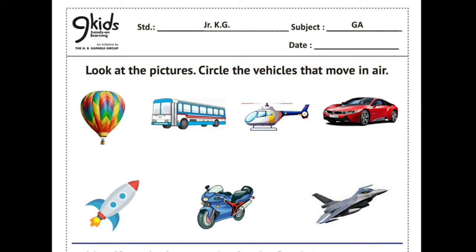Let's see next picture. This is a rocket. Rocket moves in air, so you have to circle this picture. Let's see next picture. This is a bike. Bike moves on land, so you don't have to circle this picture. Let's see last picture. This is a jet plane. Jet plane moves in air, so you have to circle this picture.